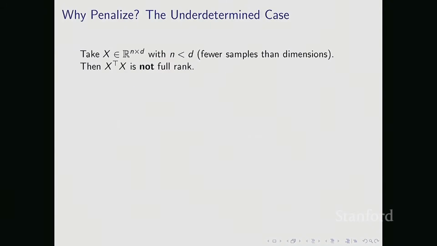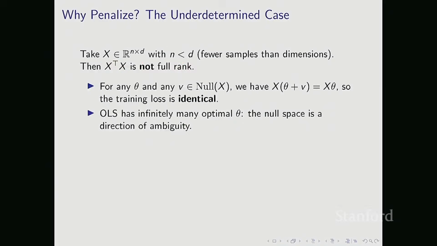All right. So why do we penalize? This is just illustrative in the least squares case, but it carries over as intuition to even more expensive models. So take X that lives in R^{N by D} with N less than D, fewer samples than dimensions. Okay? So X^T X here is not full rank. So for any theta we train and any V in the null space of X, this equation holds. That is, X times V is equal to 0. And so they give exactly the same predictions.